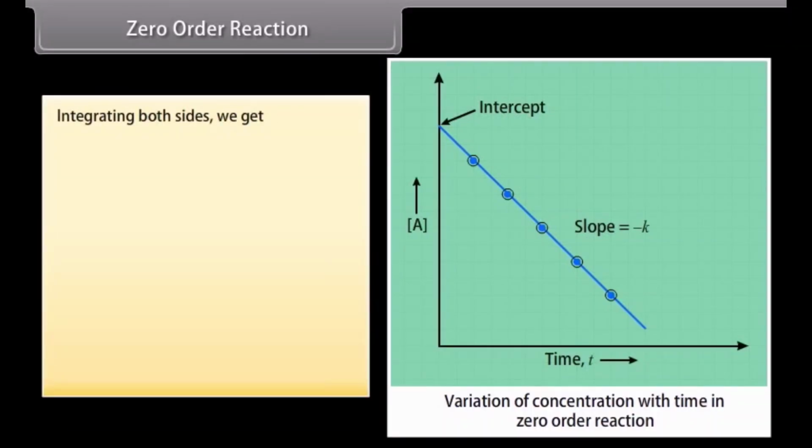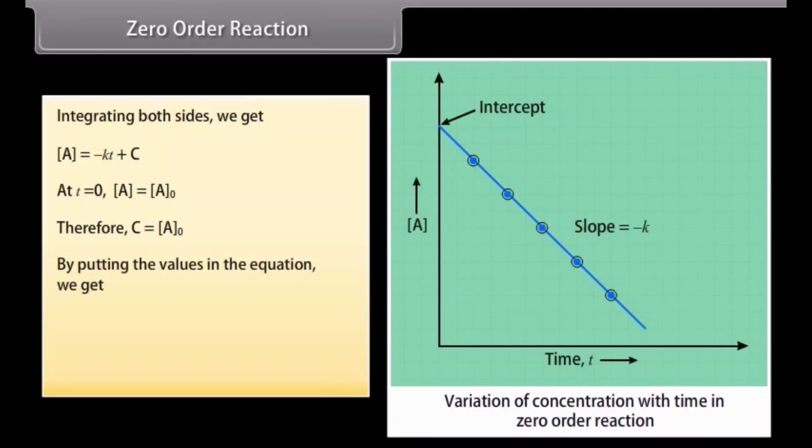Integrating both sides, we get [A] is equal to minus kt plus C. At t is equal to 0, [A] is equal to a naught. Therefore, C is equal to a naught. By putting the values in the equation, we get [A] is equal to minus kt plus a naught. Or it can be written as k is equal to 1 upon t multiplied by a naught minus a.